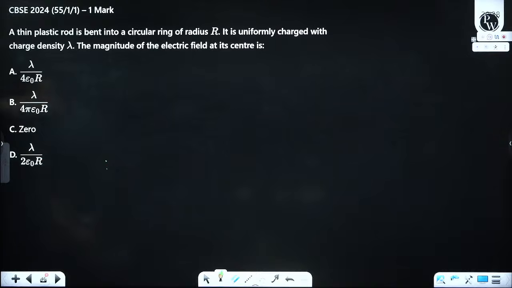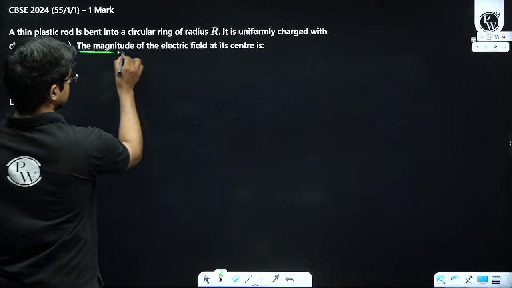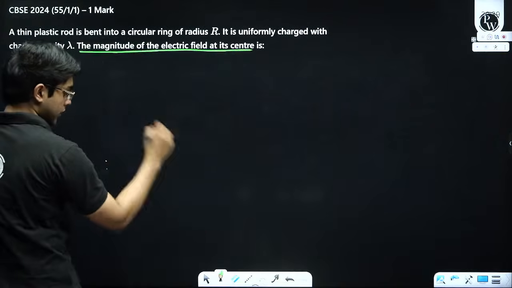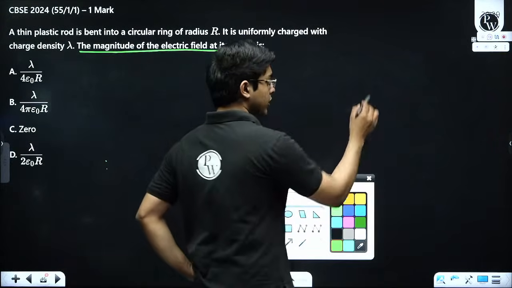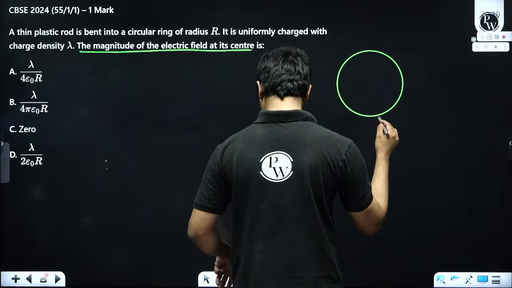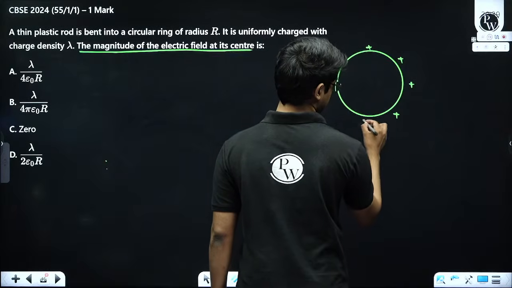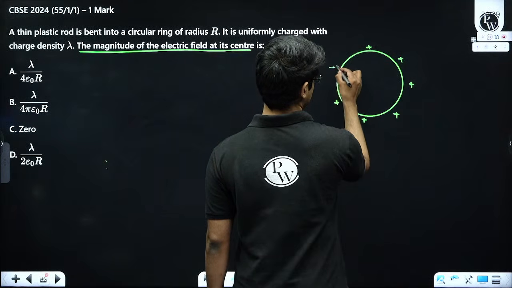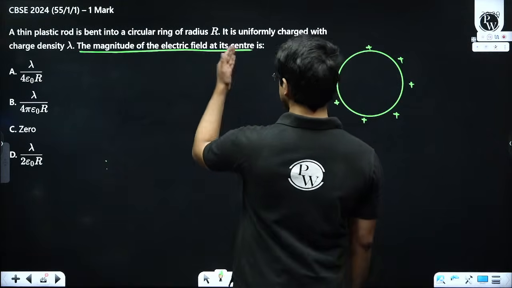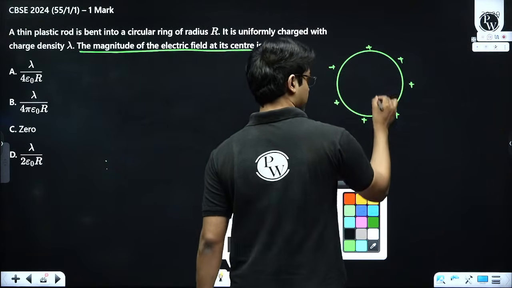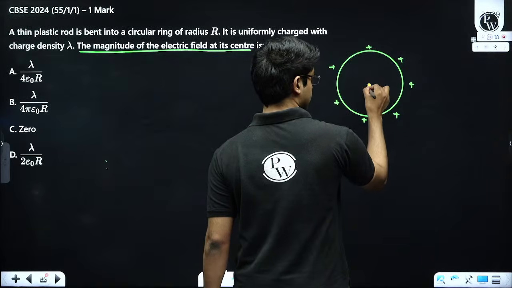A thin plastic rod is bent into a circular ring of radius r. It is uniformly charged with charge density lambda. Here they are asking the magnitude of the electric field at the center. What they are asking is, you have a uniformly charged ring like this. You have to find the field at the center of this circle.